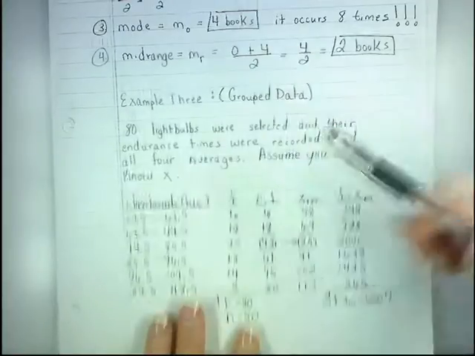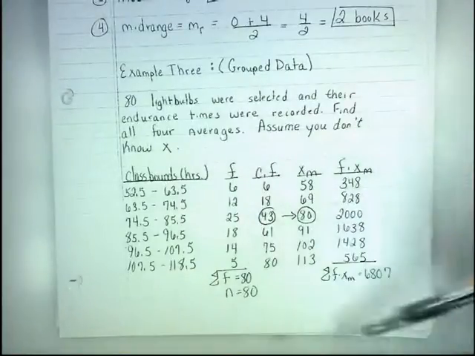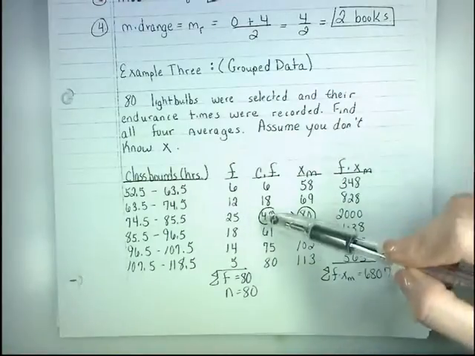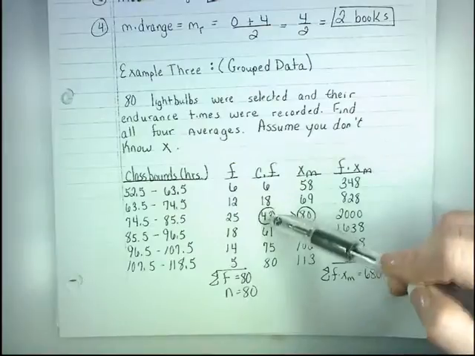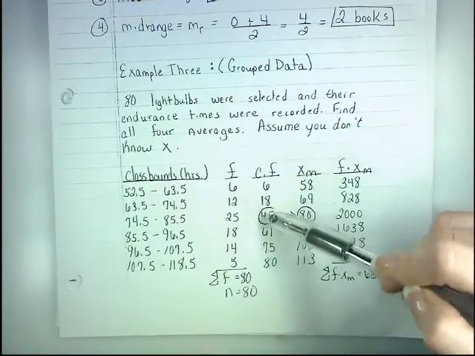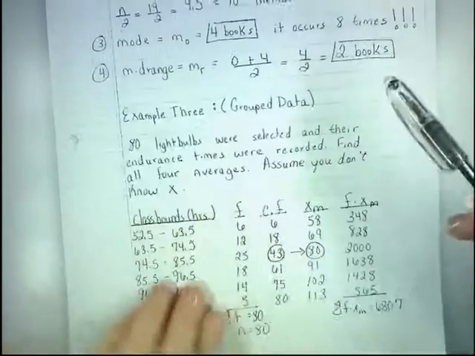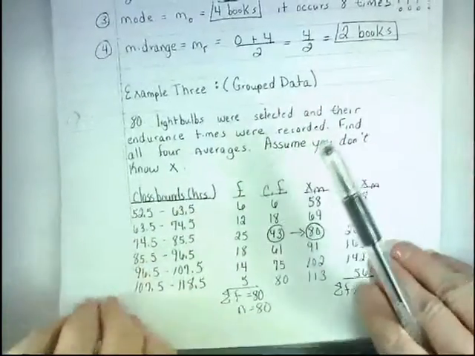Now, if you wanted to take the time to list out all 80 midpoints, that would take a long time. It's completely up to you. But the 40th and 41st light bulbs will fall here, and they endure 80 hours approximately. So hence the median is still 80 hours.